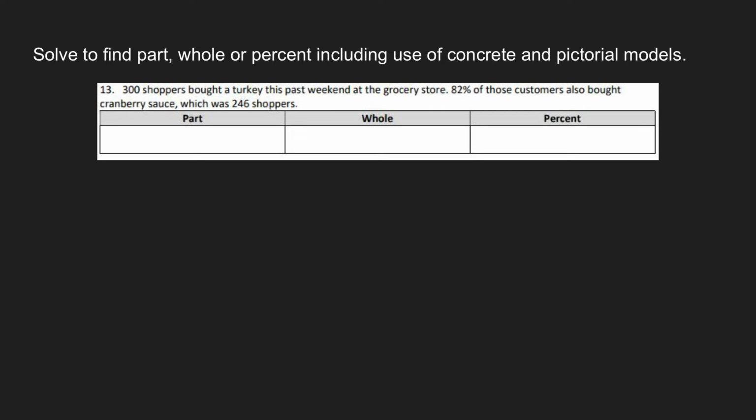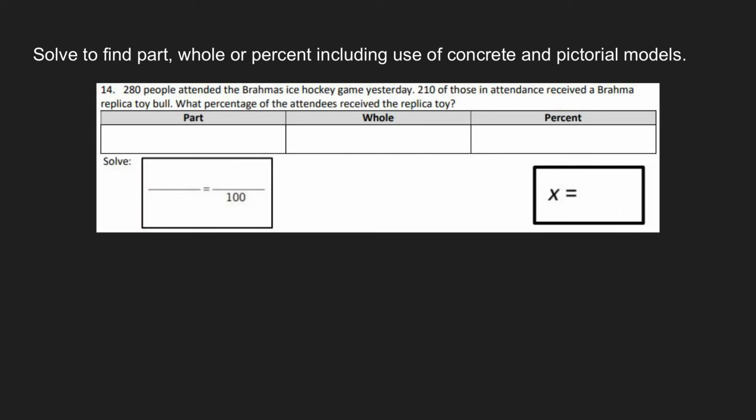Couple more, almost done. 300 shoppers bought a turkey this past week at the grocery store. 82% of those customers also bought cranberry sauce, which was 246. I'm pretty sure the 300 is our total, and then we have our percent, and I think our part is 246. Hopefully you're getting good at identifying these.